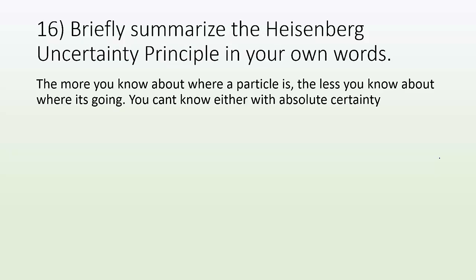This time we're going to take a look at 6.4 stuff, wave behavior of matter. So we're going to start with number 16. It says, briefly summarize the Heisenberg uncertainty principle in your own words. So for me, how I would put it in my own words, it's pretty much the more you know about where a particle is, the less you know about where it's going. You can't know either with absolute certainty.